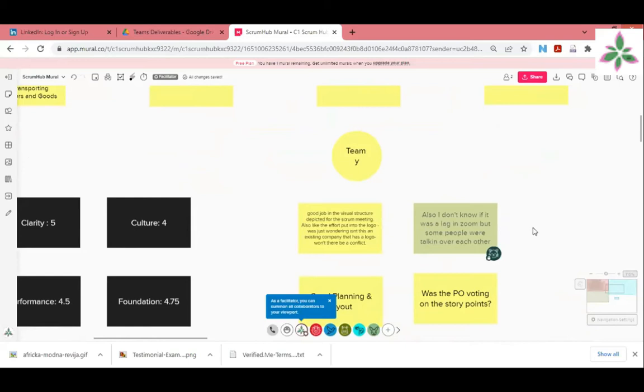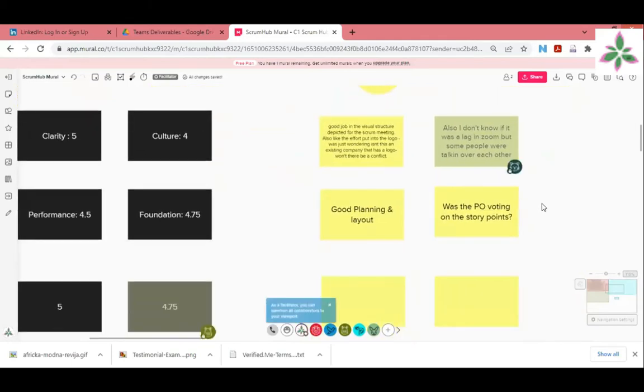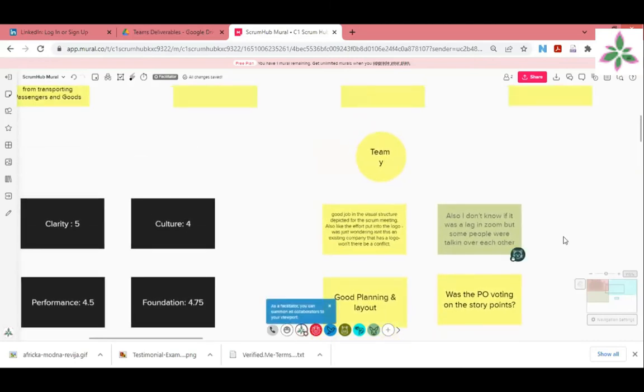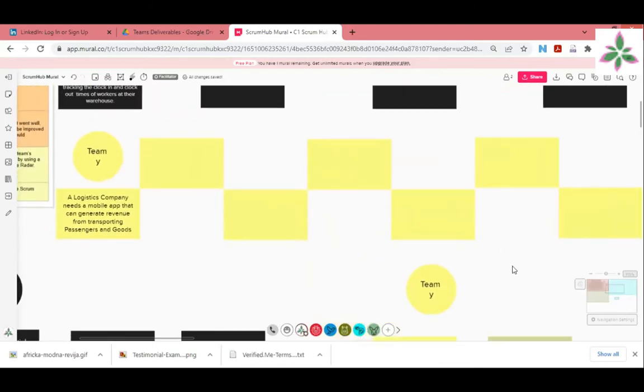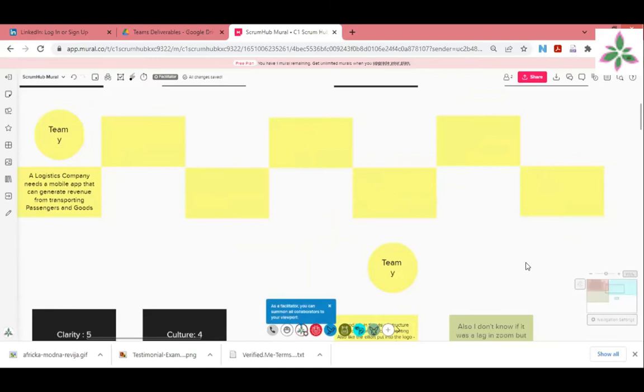Well spotted, audience. Thank you. Also, I don't know if it was a lag in Zoom, but some people were talking over each other. Interesting. It's like you guys are reading my notes. Good planning and layout, interesting. Was the PO voting on the story points? Interesting. So these were the feedback received from the yellow sticky notes. RTE, over to you.